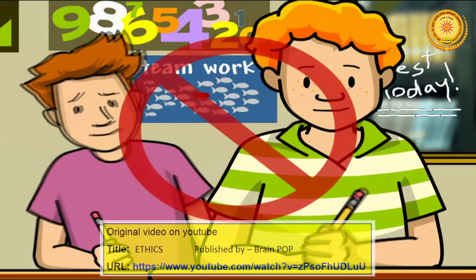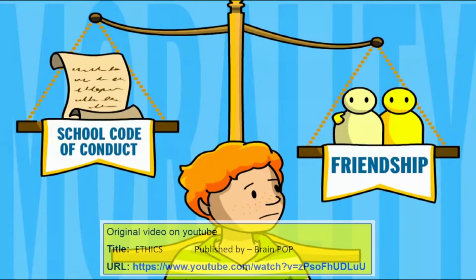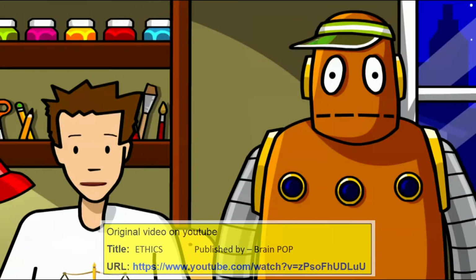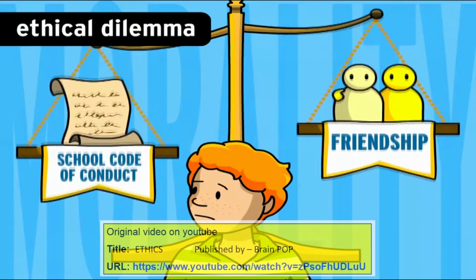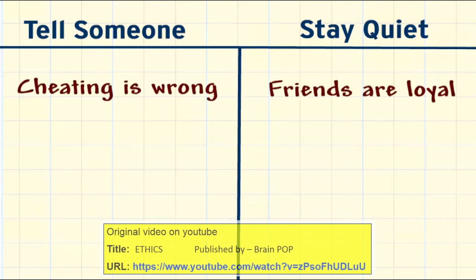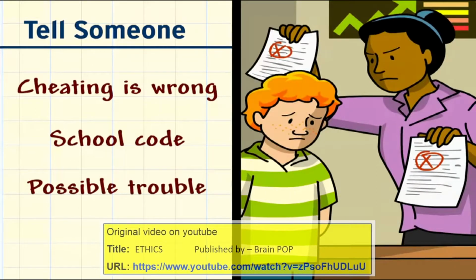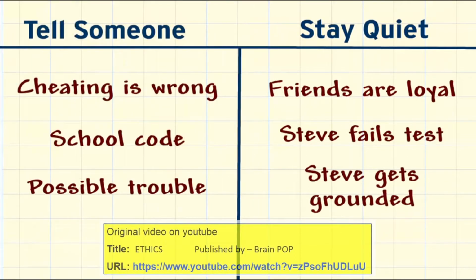We know that cheating is wrong, and every school has rules against it. On the other hand, friendship carries its own ethical obligations. Friends should be loyal and try to help each other out. By telling your teacher, you'd be betraying Steve. Yep, it looks like we've got an ethical dilemma, a situation with no clear-cut right answer. It may seem silly, but making a list of arguments for each action can be super helpful. The school code prohibits cheating, and you could get in trouble if your teacher finds out. But your friend will fail the test and get grounded if you say something. Still, friendship cuts both ways. It wasn't fair for Steve to put you in this position. There are definitely more reasons to speak up than stay quiet.